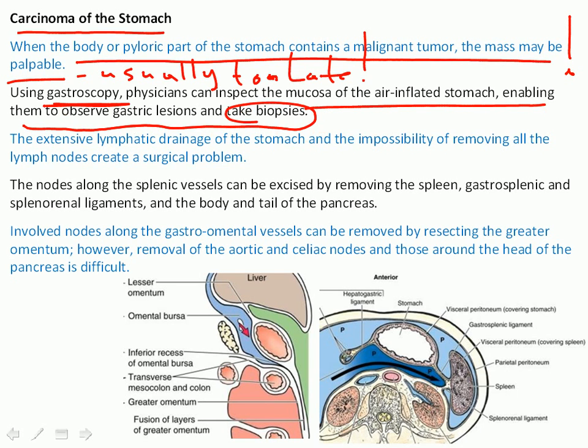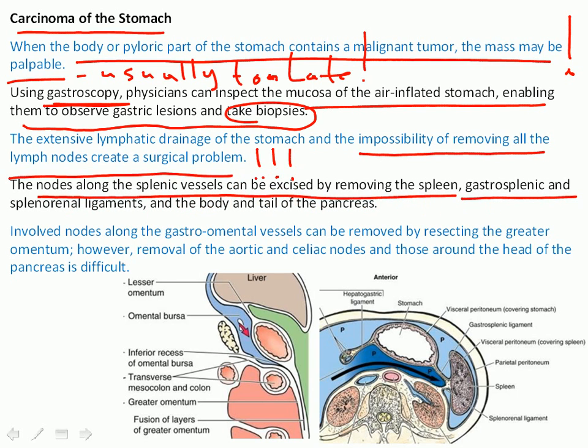Due to the excessive lymphatic drainage of the stomach and the impossibility of removing all lymph nodes, carcinoma of the stomach has a very serious prognosis for patients. The nodes along the splenic vessels can be excised by removing the spleen, gastrosplenic, and splenorenal ligament. Indeed, we can remove a significant portion of the lymph nodes which are draining the stomach, but unfortunately the celiac lymph nodes are really hard to remove.